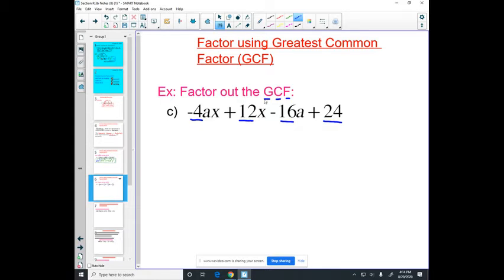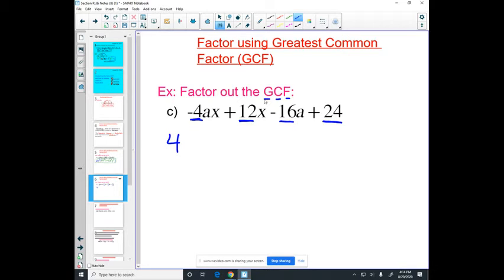Well, they're all even, so they're all divisible by 2. But we want the greatest one. So it looks like 4 is divisible by 4. 12 is divisible by 4, 16 is divisible by 4, and 24 is divisible by 4. So 4 is going to be our greatest common factor.